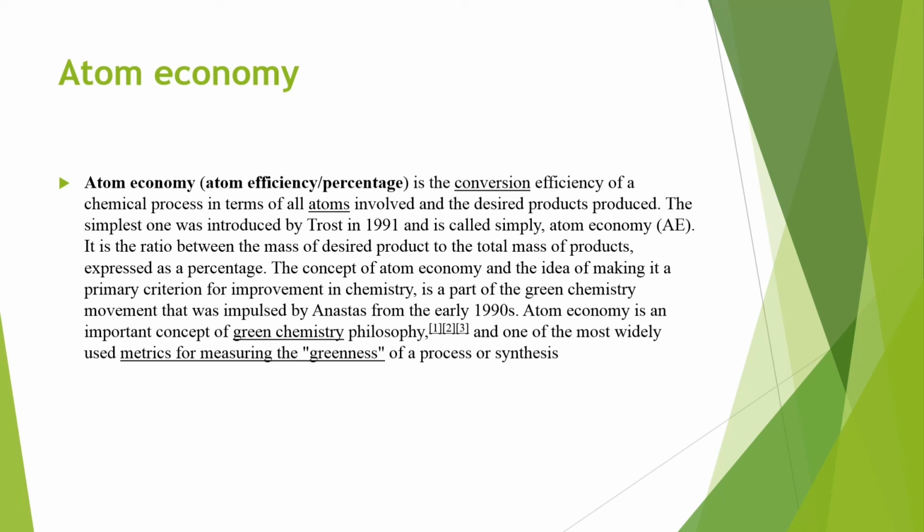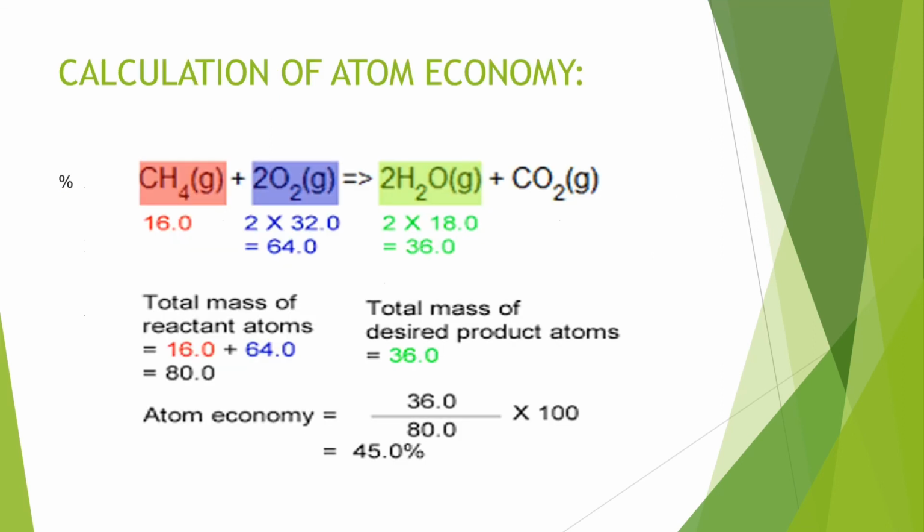The concept of atom economy and the idea of making it a primary criterion for improvement in chemistry is a part of green chemistry. This movement was impelled by Anastas from the early 1990s. Atom economy is an important concept of green chemistry philosophy and one of the most widely used methods for measuring the greenness of a process of synthesis.